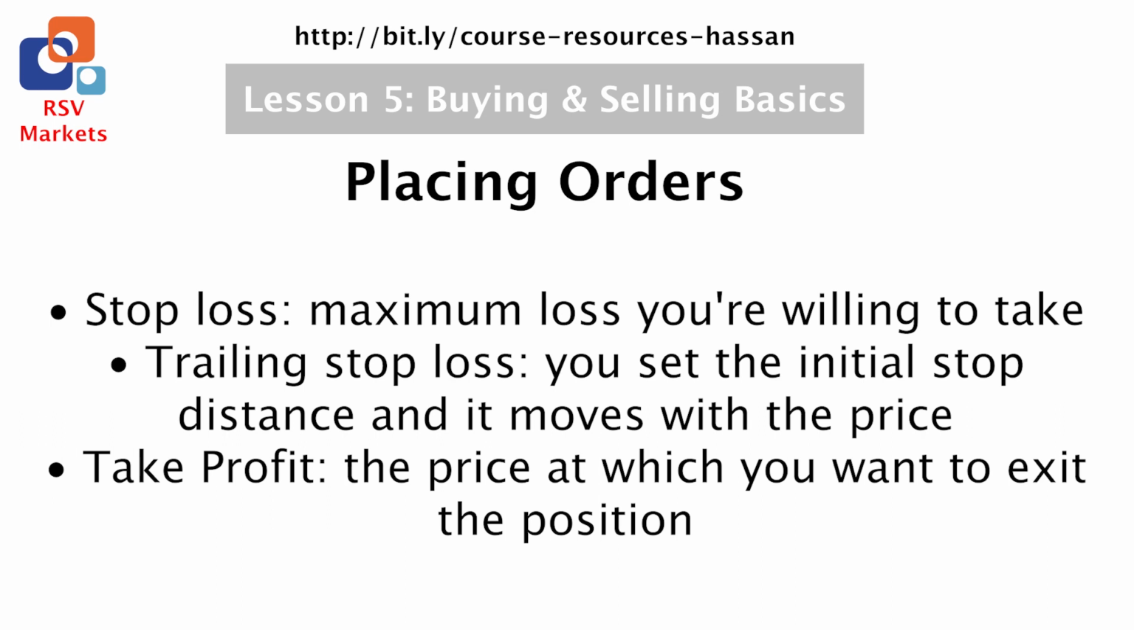Stop loss, maximum loss you're willing to take. This is set in advance to be triggered automatically. Trailing stop loss, you set the initial stop distance and it moves with the price. This type of stop loss is dynamic. A normal stop loss is set at a specific price. With a trailing stop loss, you set the distance between your price and the stop loss.